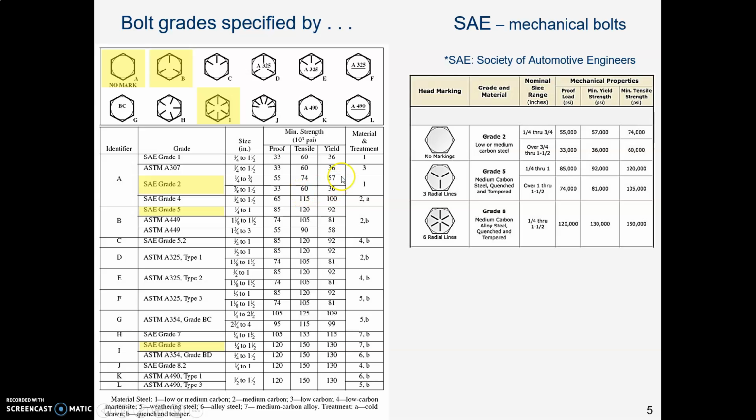So grade 2, those are sometimes called butter bolts. Those are just your garden variety common bolt. Grade 8 are the really high strength bolts. And you can recognize what grade of bolt you have by looking at the bolt head. It's marked in these raised lines.